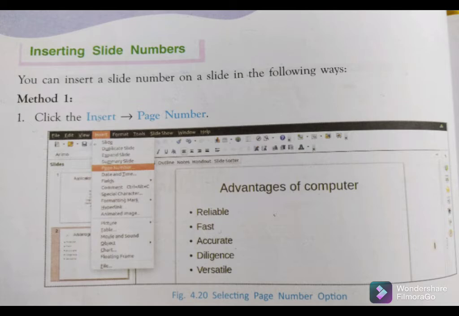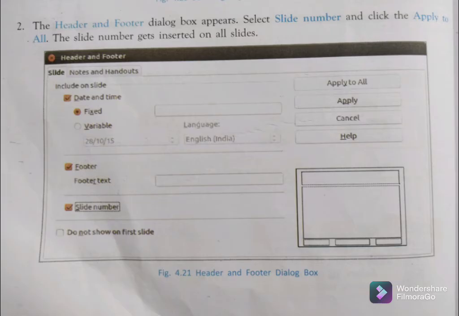From the insert menu, select the option page number. That is shown in the figure 4.20, selecting page number option. The second step is the header and footer dialog box will appear. Select slide number and click the apply to all button. The slide number gets inserted on all slides.